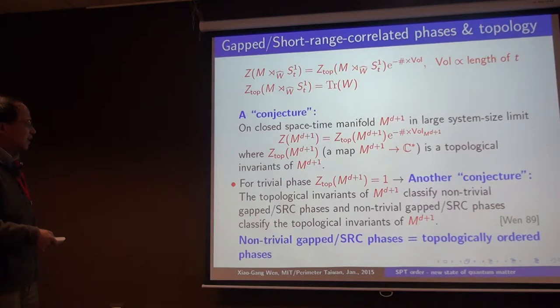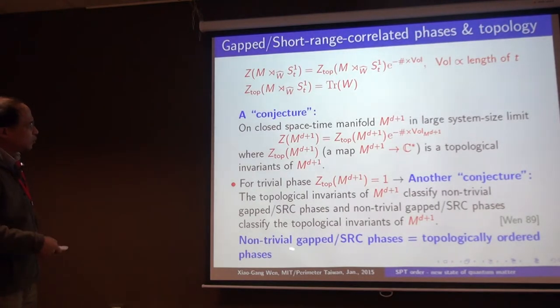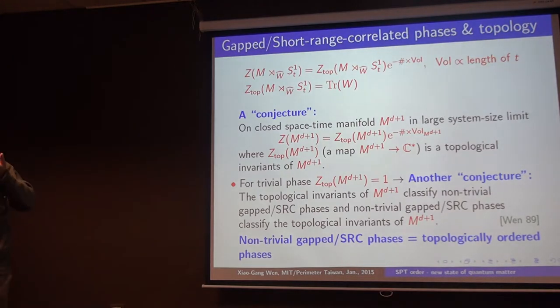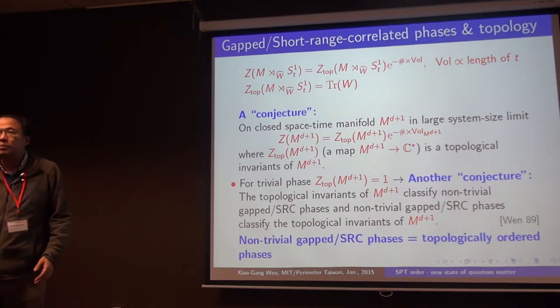And so here we make a connection between condensed matter physics, which studies different quantum states of matter, and mathematics, in particular algebraic topology, which tries to classify different space-time manifolds. And these two became almost the same problem.